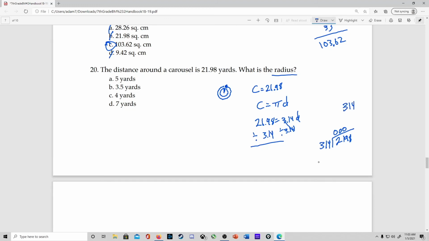So 314 times 7 should give you 2198. 7 times 4 is 28, so 8 and carry the 2. 7 times 1 is 7, plus 2 is 9. 7 times 3 is 21. So we get 2198. So then we know that D equals 7. But we also know that radius equals D divided by 2. So now we have to take 7 and divide it by 2. That's 3 times, we get 6 and a remainder of 1. Put in a decimal, bring down the 0. 2 goes into 10 5 times. And we get 3.5 yards as our answer.